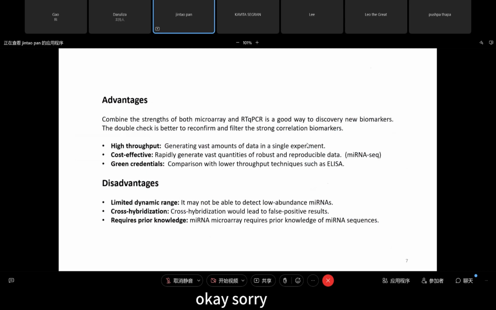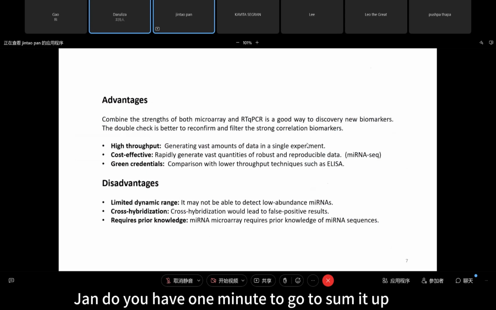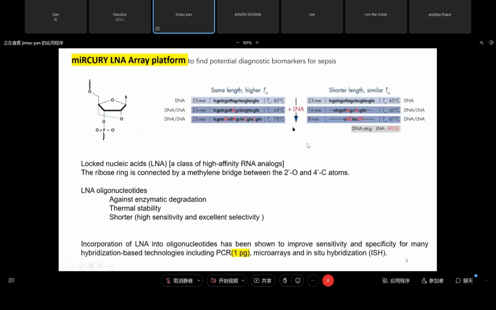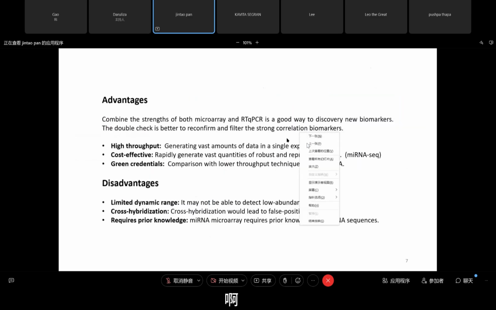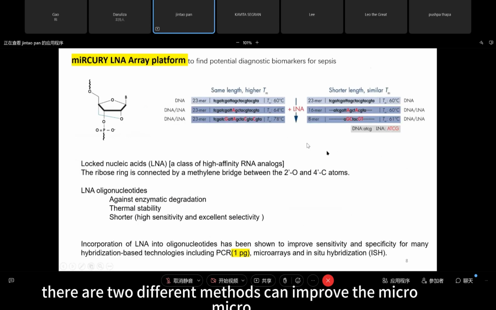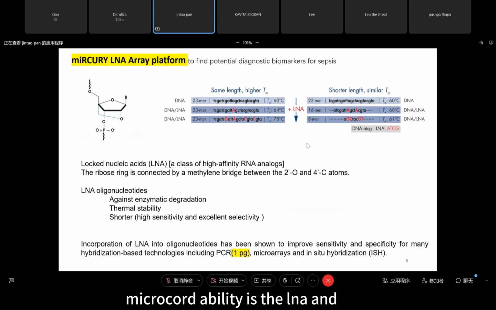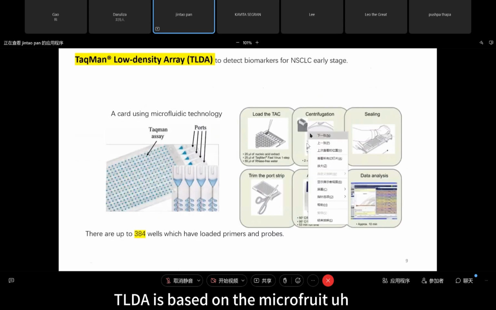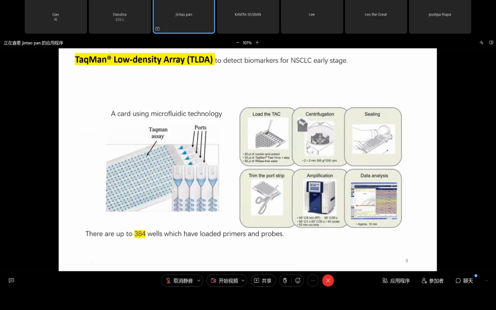Because the microRNA. Okay, sorry, Janto, you have 1 minute to go to sum up your presentation. Okay, but in my view, there are two different methods that can improve microarray ability: the LNA and TLDA. TLDA is based on microfluidics. That means you can use a few samples to do a lot of analysis.